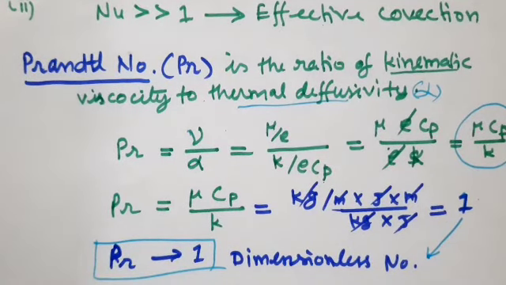So we have discussed the dimensionless numbers, Reynolds number, Prandtl number, and Nusselt's number in this video. And in the next video, we will talk about Biot number and Fourier number.